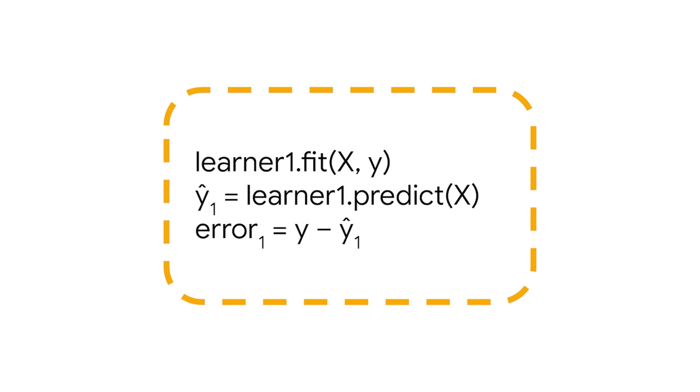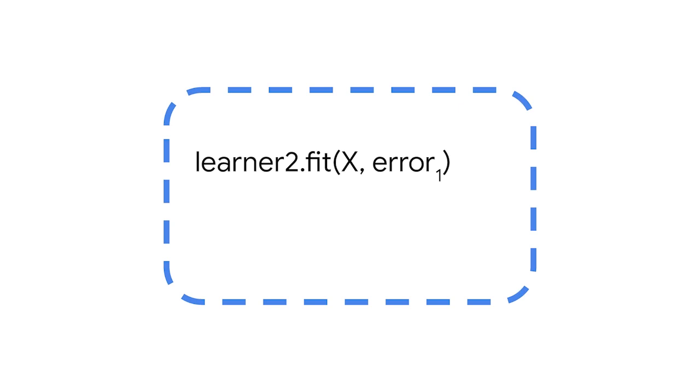Now, train a new base learner using the same x data, but instead of the original y data, use error 1 as the target. That's because this learner is predicting the error made by learner 1. Call this new base learner learner 2. Learner 2's predictions are assigned to y hat sub 2. Then compare learner 2's predictions to the actual values and assign the difference to error 2. In this case, the actual values are the errors made by learner 1.